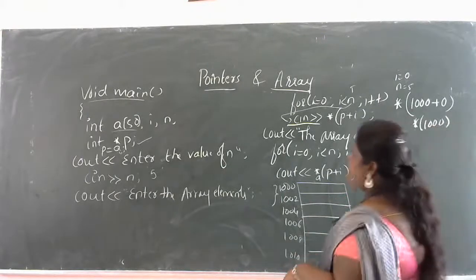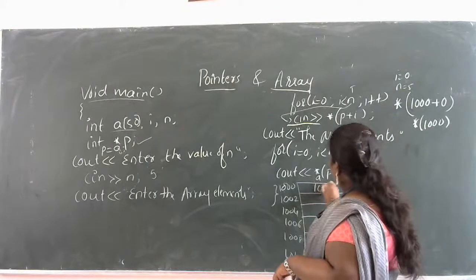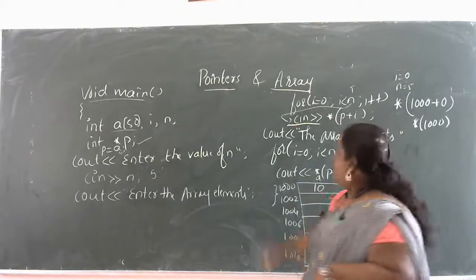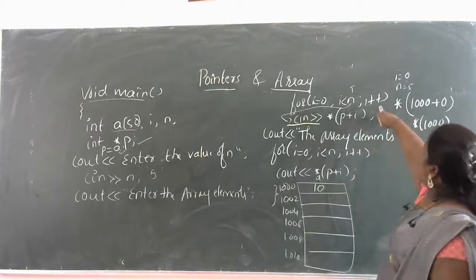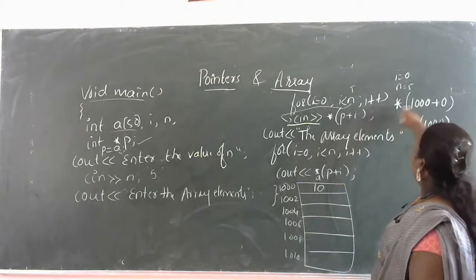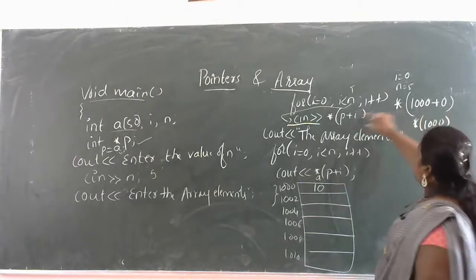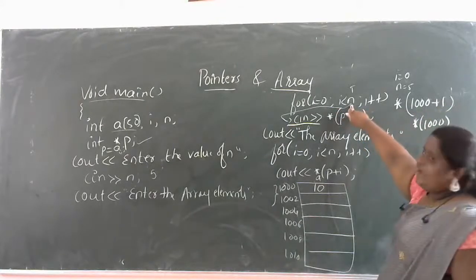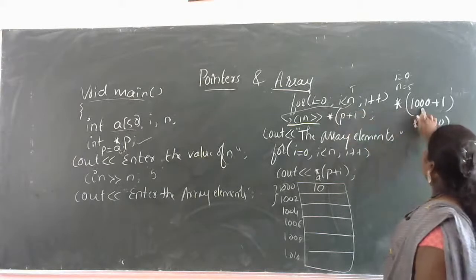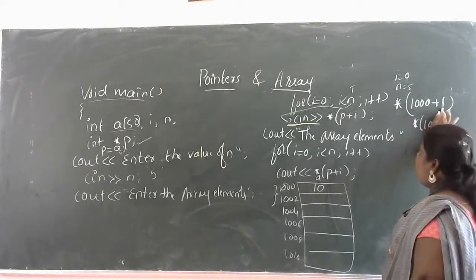Suppose the user inserts 10, it goes to the 1000 place. Next, i will be incremented by 1. Now i is 1, which is less than 5, true. Here p value is 1000 plus 1.